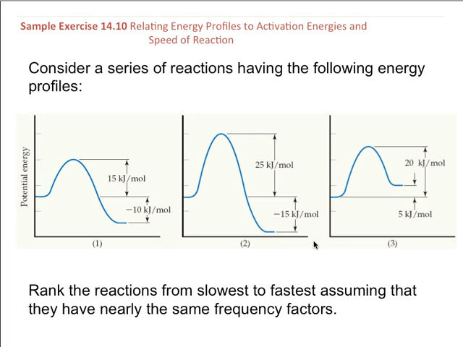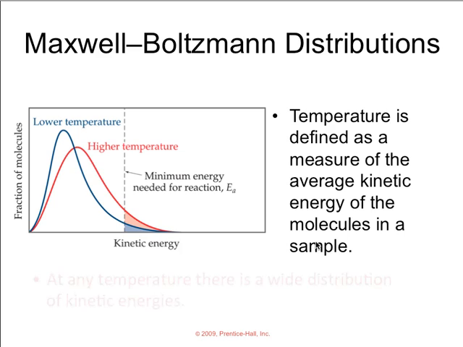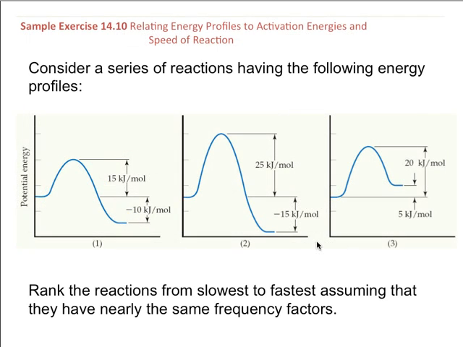So, if we look at this series of graphs, we're asked to rank the reactions from the slowest to the fastest, assuming that they have nearly the same frequency factors. Frequency factors mean the same orientation requirements and the same collision requirements. So if we rank them slowest to fastest, really what we're comparing is the activation energy. Here is the activation energy for the first graph, the second graph, and the third graph.